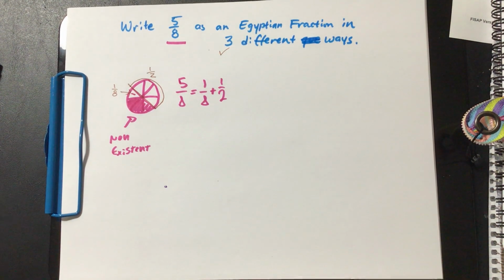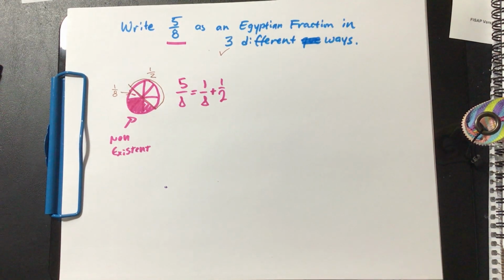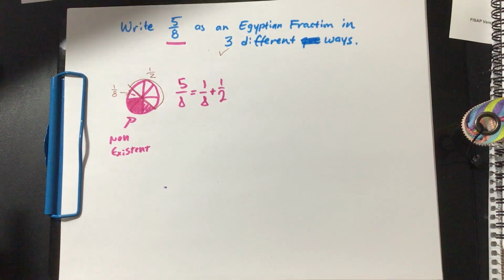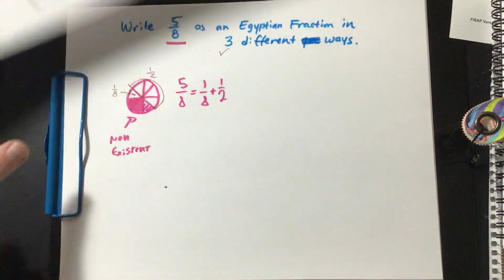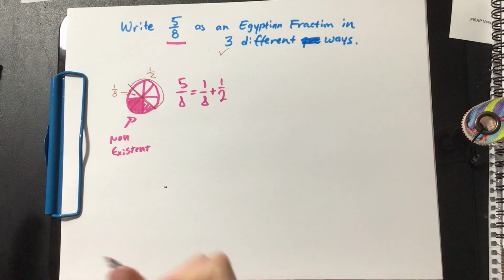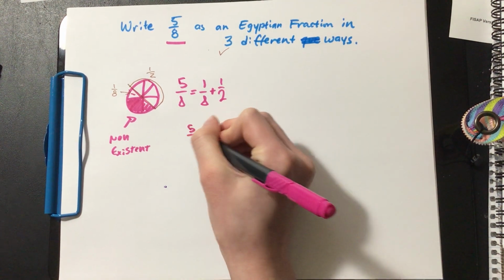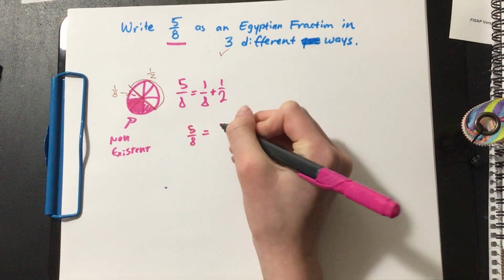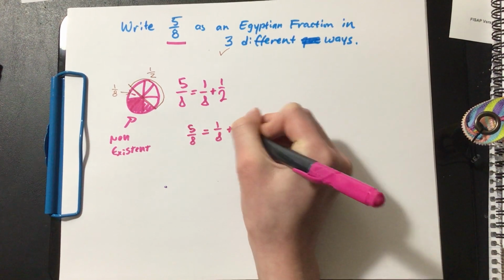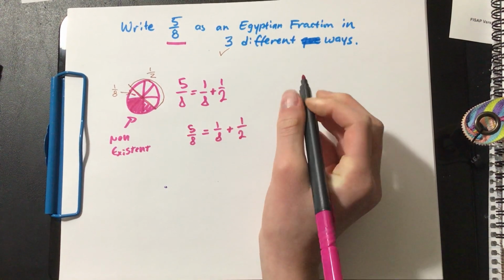You need 2 more. So anyway, I'm going to use the key fact. Okay. I don't feel like doing that again. You don't feel like doing this again? No. Or you don't feel like doing this part again? I do not feel like doing that part again. All right, use the key fact. 5/8 equals 1/8 plus 1/2.